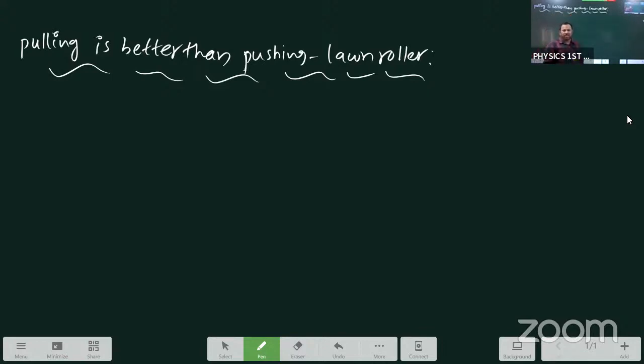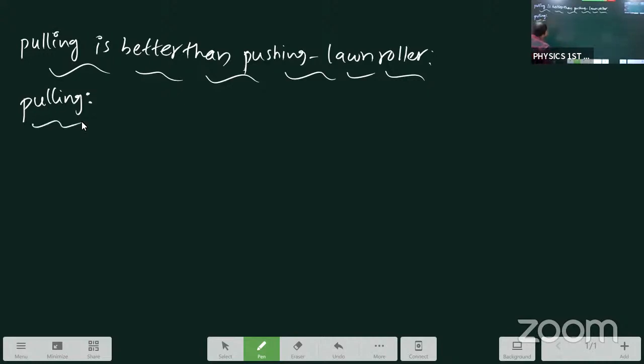This one, a diagrammatic explanation, lawn roller. Lawn roller means, for example, you are watching a cricket match, suddenly rain comes. After rain, a roller moves on the ground. It removes water from the ground. Lawn roller: pulling is better than pushing. First, our explanation about pulling.